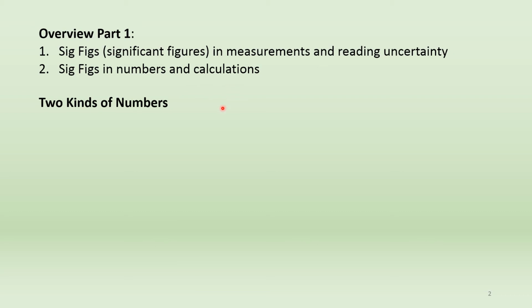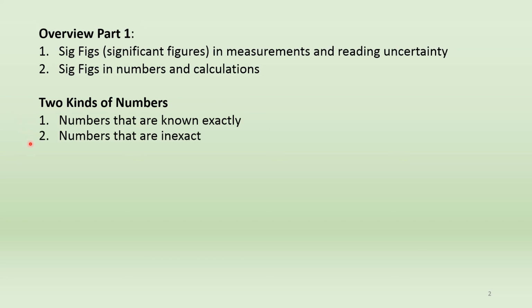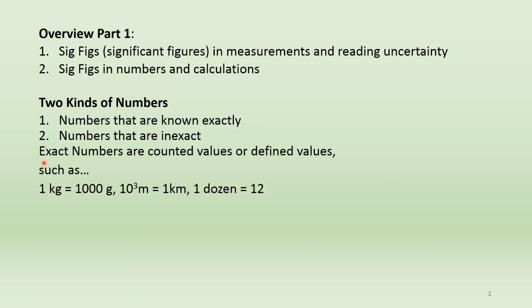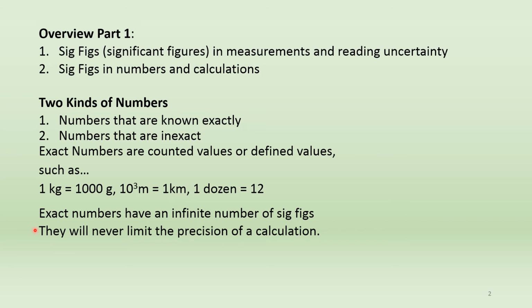I should say at the outset that there are two kinds of numbers: numbers that are known exactly, and numbers that are inexact. Exact numbers are counted values or defined values, such as a kilogram is 1,000 grams. That's defined and it's exact. 1,000 meters in a kilometer. Exactly 12 objects makes a dozen. So exact numbers have an infinite number of significant figures, and they will never limit the precision of a calculation.